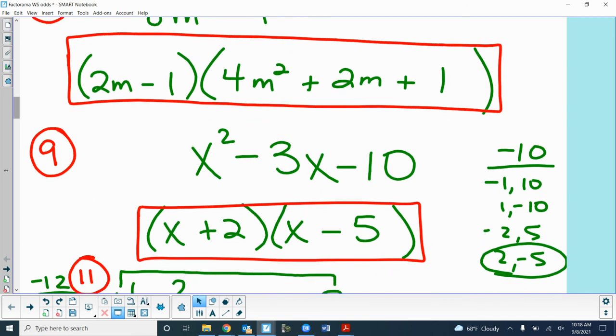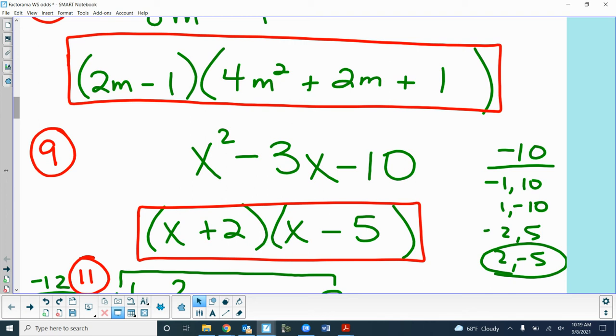Regular trinomial, a is 1, so all I do is look at c. Factors of c that add up to -3 is this last pair. So you don't have to rewrite it as a grouping problem. You can just go x plus 2, x minus 5. It's going to work when that's a 1 in front. You just put x times x.